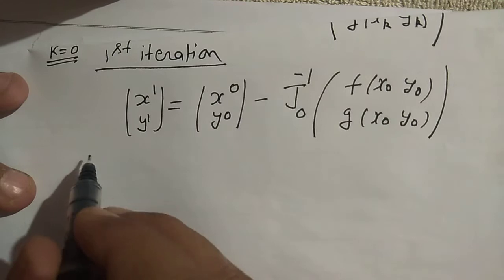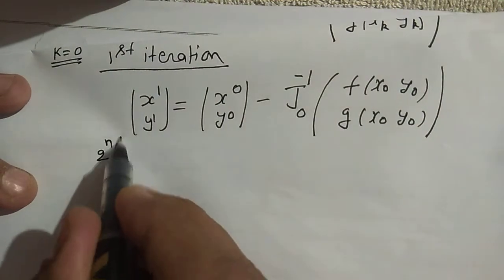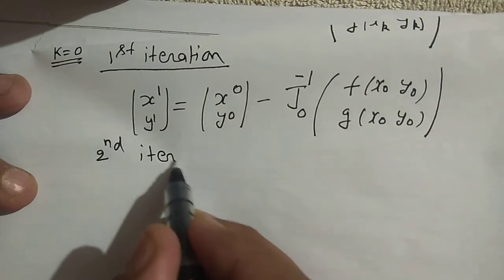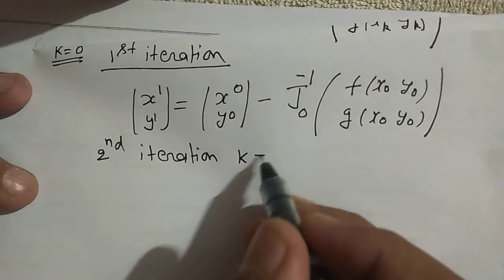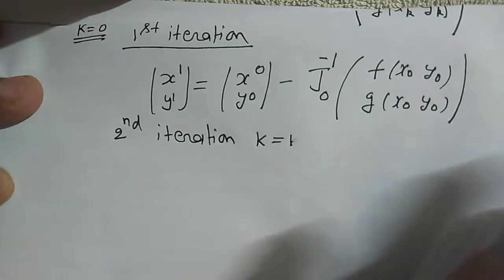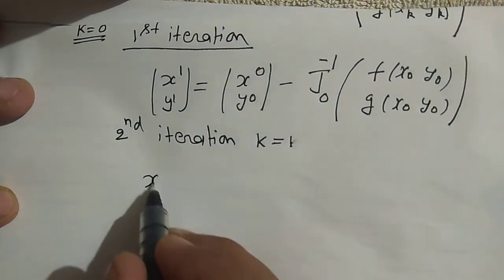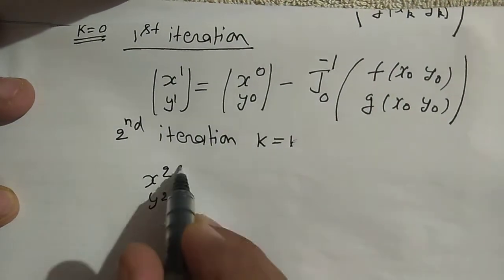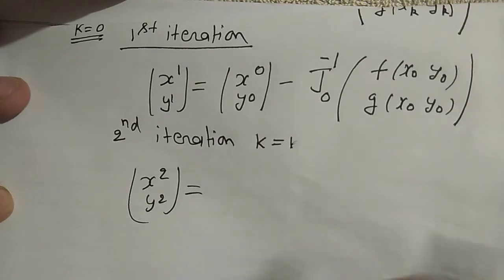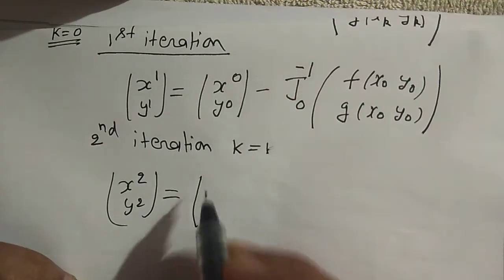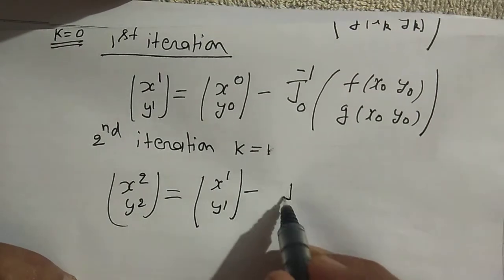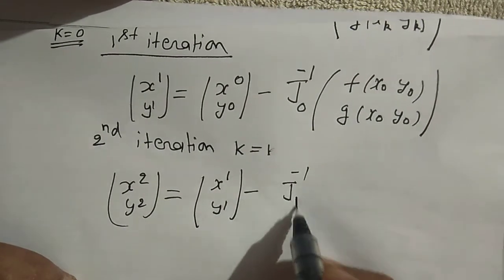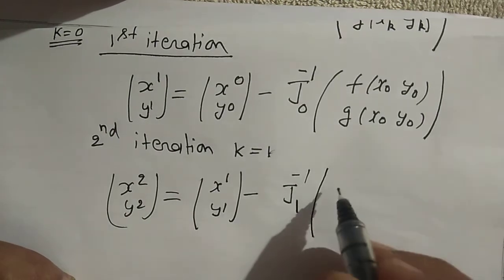Okay, for second iteration k equal to 1, so we'll have x2, y2. So for second iteration your x1, y1 will be the initial approximation, minus inverse of the Jacobian matrix at the point x_k, y_k.